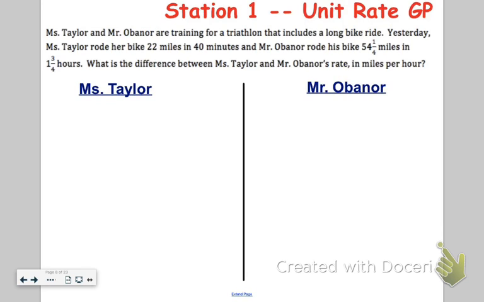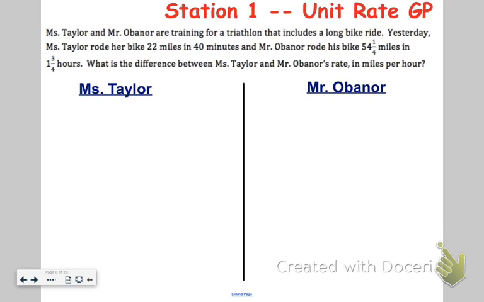Our problem is Miss Taylor and Mr. O'Banner are training for a triathlon that includes a long bike ride. Yesterday, Miss Taylor rode her bike 22 miles in 40 minutes, and Mr. O'Banner rode his bike 54 1/4 miles in 1 3/4 hours. What is the difference between Miss Taylor and Mr. O'Banner's rate in miles per hour?